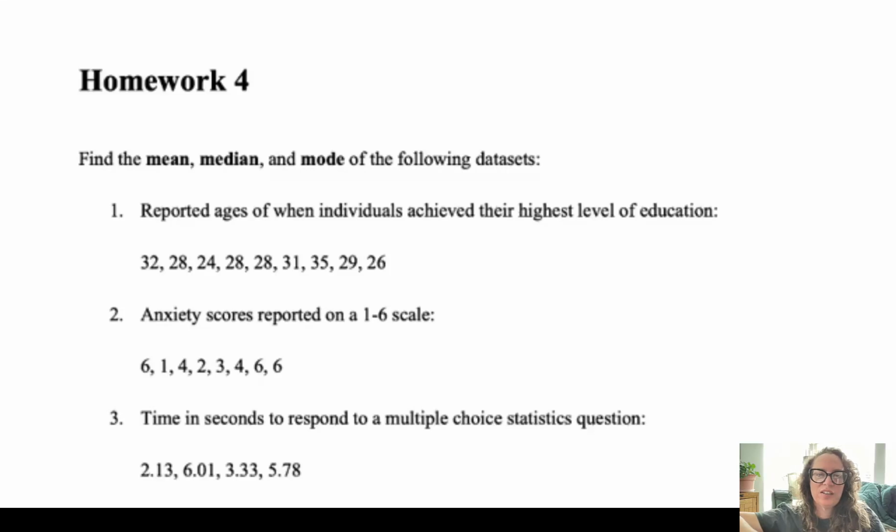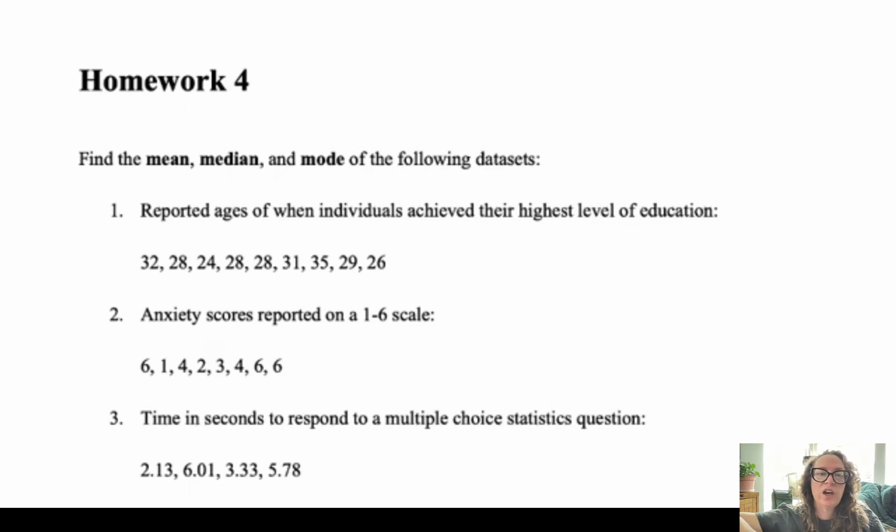Right, everybody, this is the review for homework 4. Homework 4 is about central tendency, specifically finding the mean, the median, and the mode of the following data set. So let's go ahead and do just that. I will hop us over to the whiteboard and we'll start with question 1.